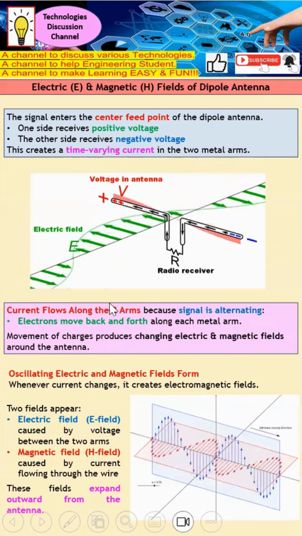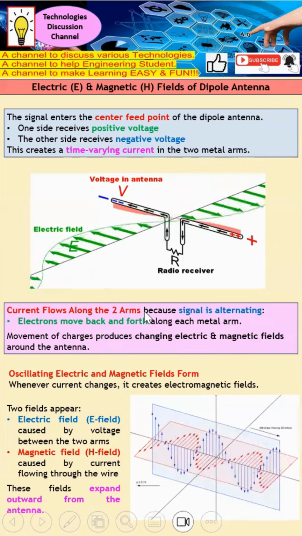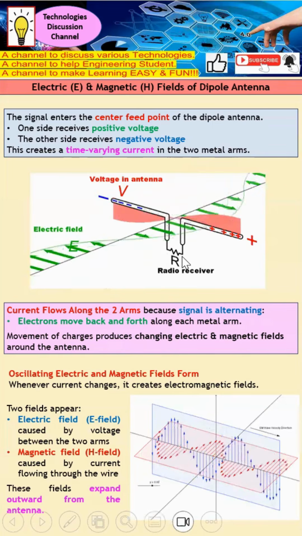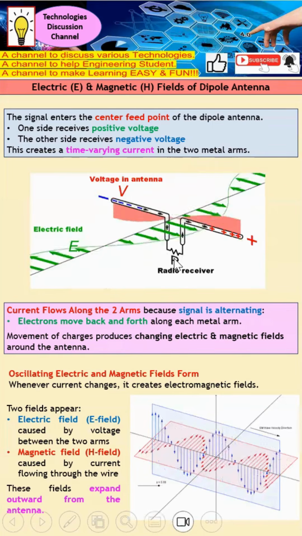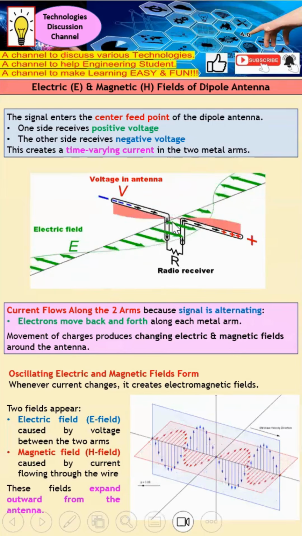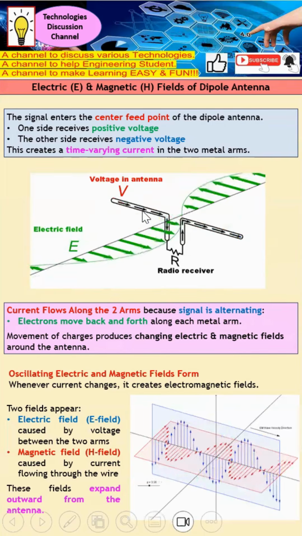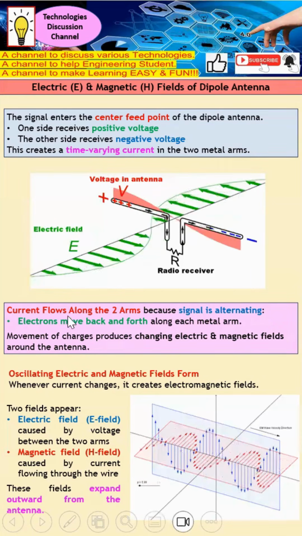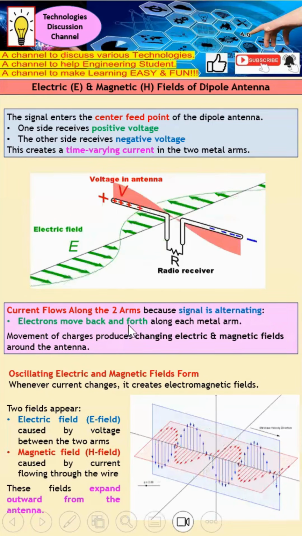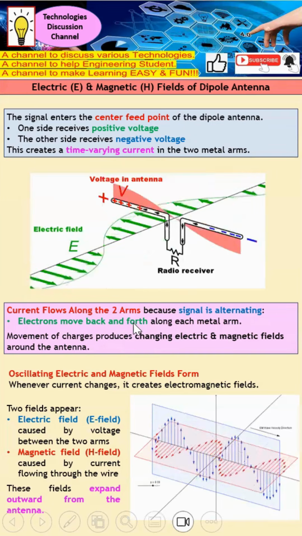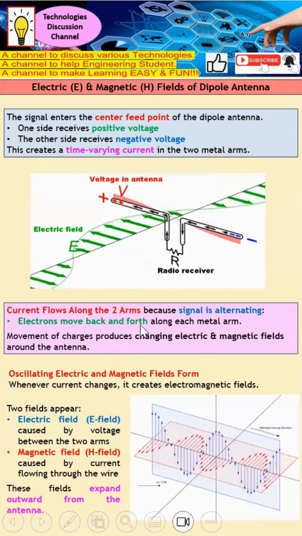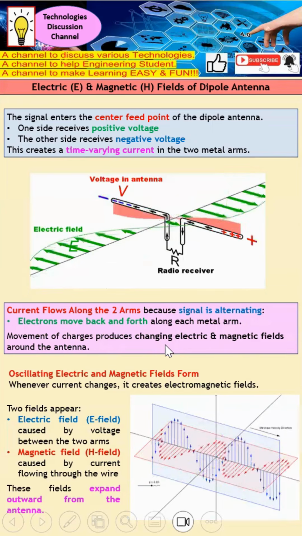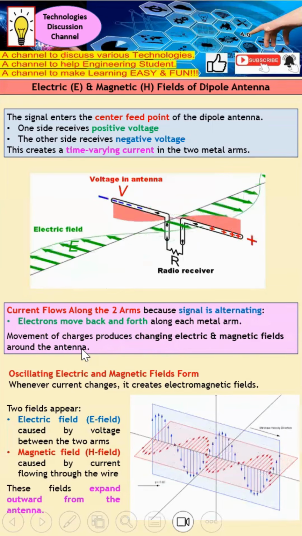Next, current flows along the two arms because the signal is alternating. For example, the signal is a sine wave, so it changes from positive to negative, and hence current flows along the two arms to and fro, if you look carefully at this animation. With this, electrons are also moving back and forth along the metal arms. The movement of charge produces changing electric and magnetic fields along the antenna.